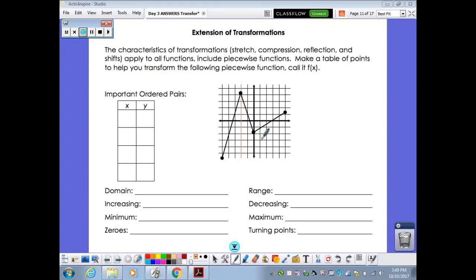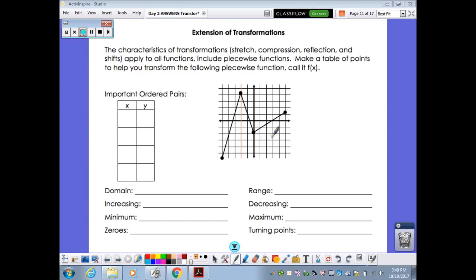Extension of transformations. The characteristics of transformations, stretch, compression, reflection, and shifts apply to all functions, including piecewise functions. Make a table of points to help you transform the following piecewise function. Call it f of x.